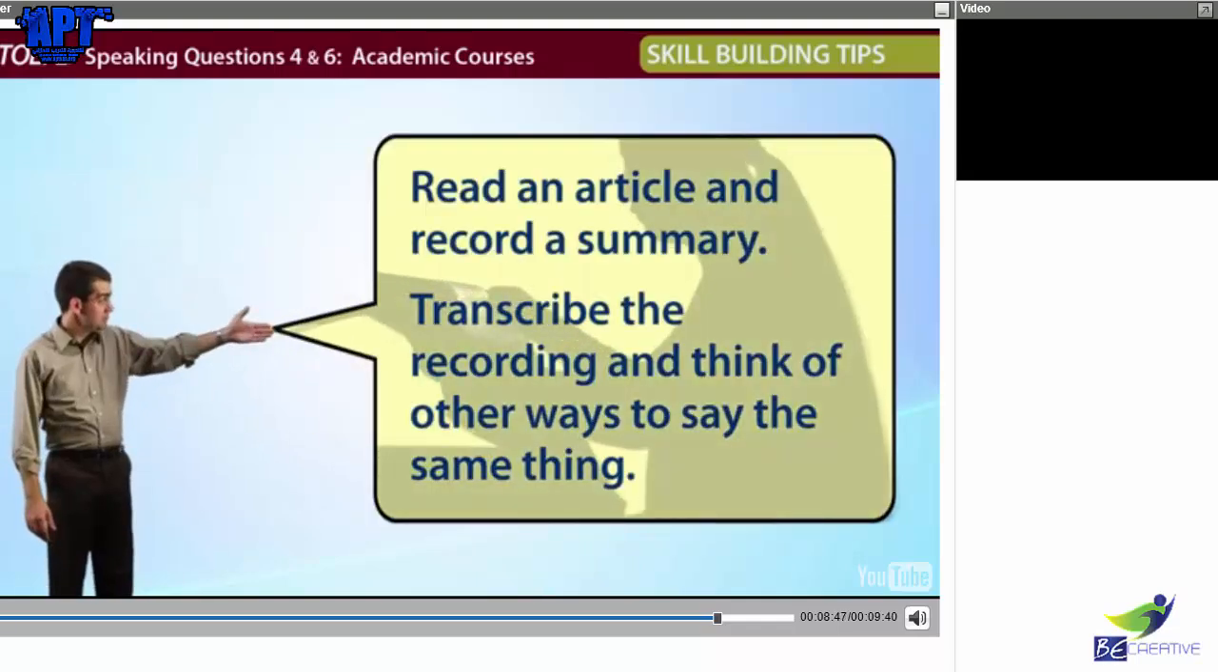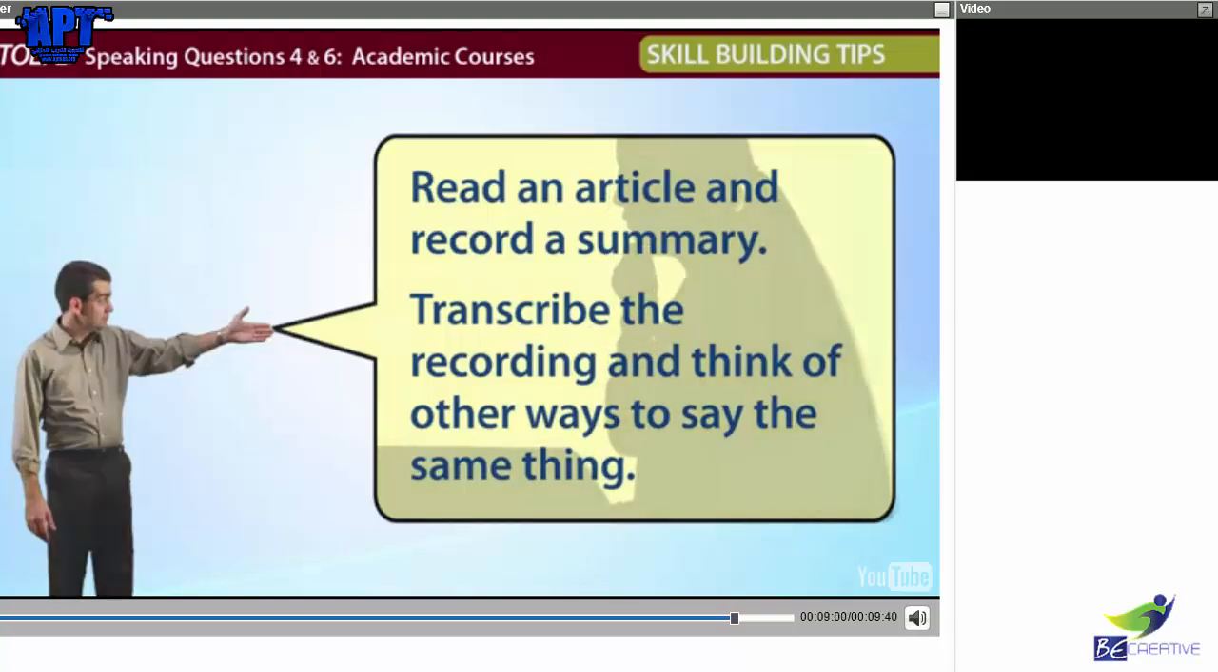2. Read a short news article, then record yourself summarizing it. Then create a transcript of the recording by writing down exactly what you said. Then review the transcript and think of other ways of saying the same thing.